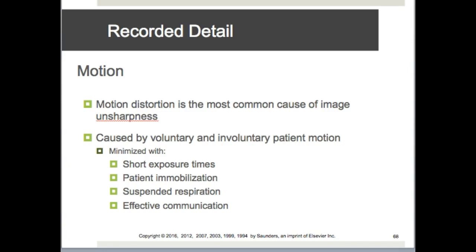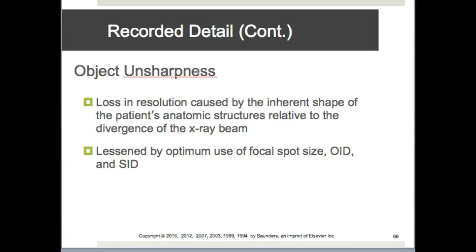Recorded detail and motion. So motion distortion is the most common cause of unsharpness. Caused by voluntary and involuntary motion of the patient. It can be controlled with short exposure time, patient immobilization, suspended respiration, and effective communication. Very important that you get the motion out. So object unsharpness, loss of resolution caused by the inherent shape of the patient's anatomical structure relative to the divergent beam of the X-rays. So it's lessened by the optimal use of focal spot size, OID, and SID.